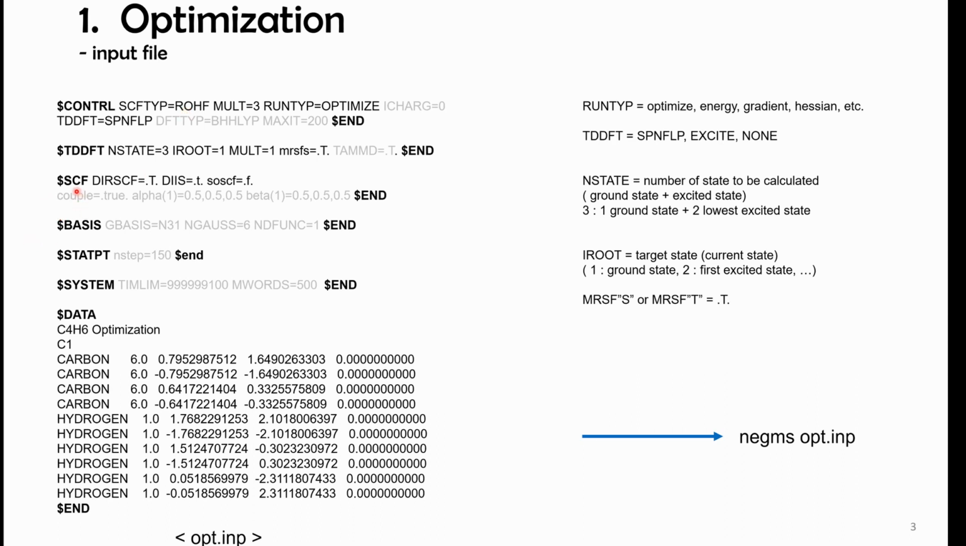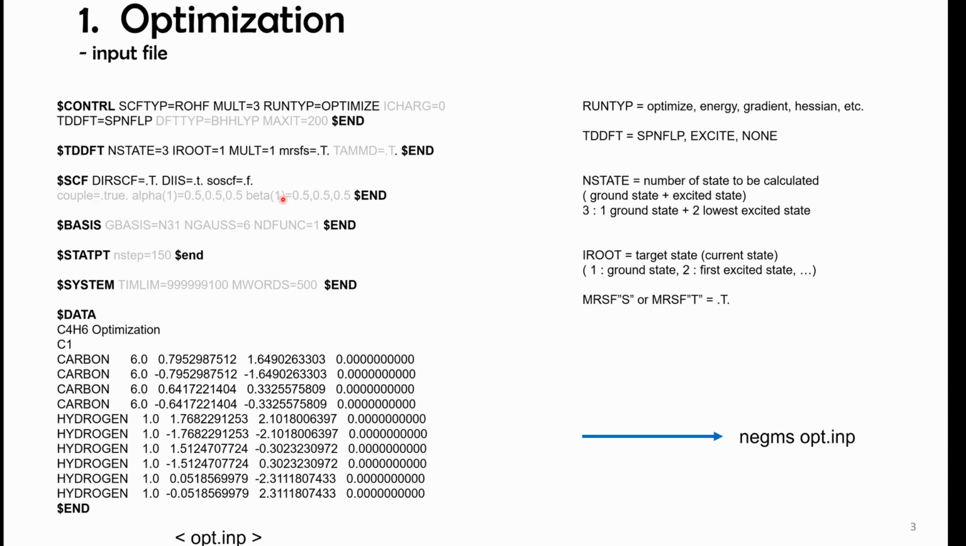Okay, and for the SCF group, it's just simple. This is a flag for the direct SCF calculation. If you turn it off, it is very slow. After turning this on, you can choose one of two SCF optimizers. You can choose one of these two, and the rest you have to explain the couple.